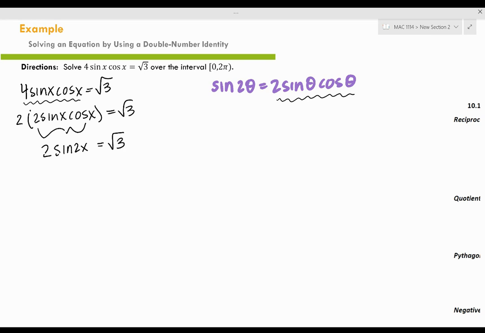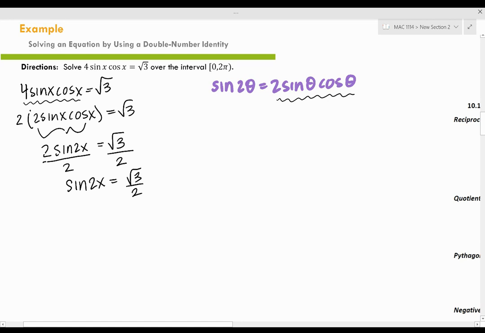So if we can't separate our trig functions legally by factoring or something like that, then we will try to create a situation where we only have one by using an identity. So I'm going to go ahead and solve for x. The idea is to get x by itself, to isolate it. So I'm going to divide both sides by 2. So I have sine 2x equals the square root of 3 over 2.